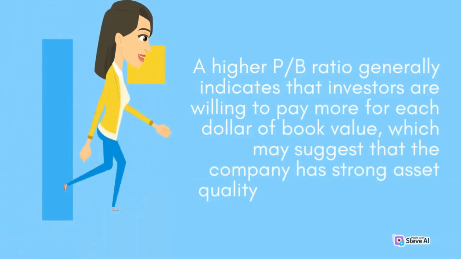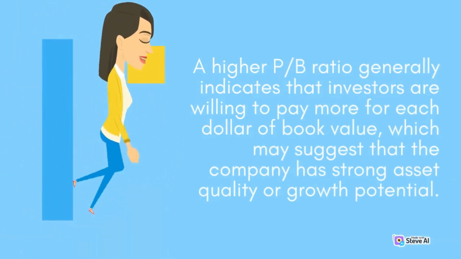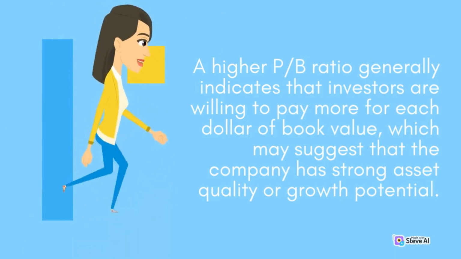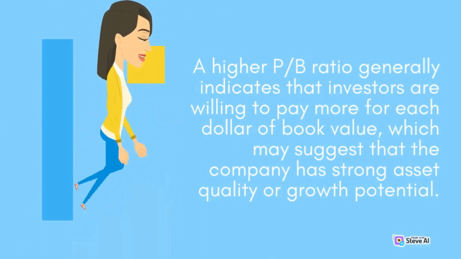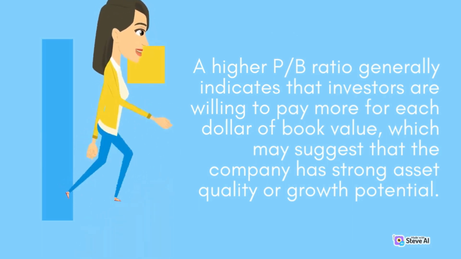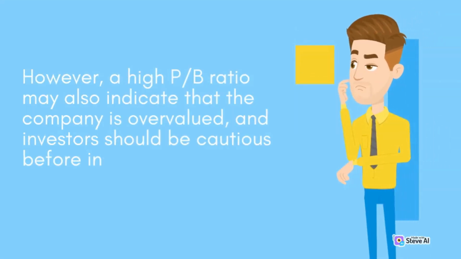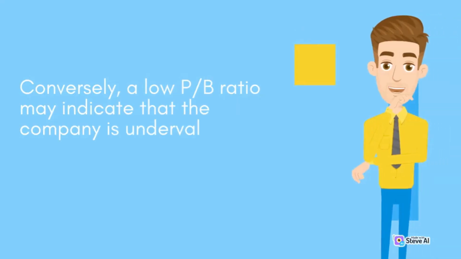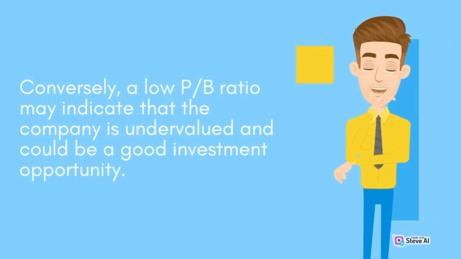A higher P/B ratio generally indicates that investors are willing to pay more for each dollar of book value, which may suggest that the company has strong asset quality or growth potential. However, a high P/B ratio may also indicate that the company is overvalued, and investors should be cautious before investing in such companies. Conversely, a low P/B ratio may indicate that the company is undervalued and could be a good investment opportunity.